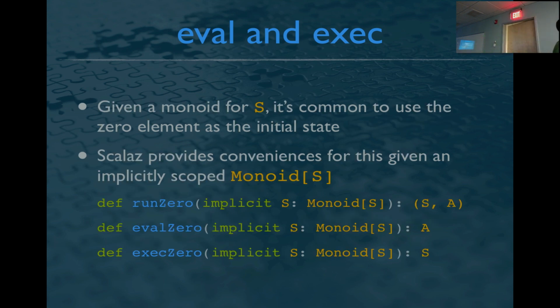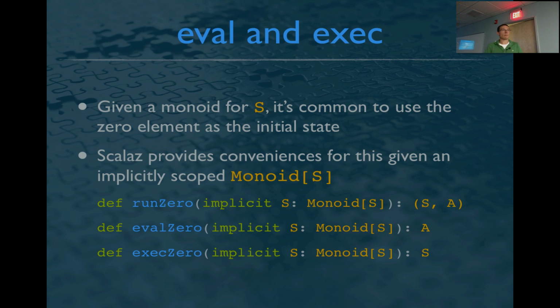Another thing that's common to do is to start a computation with the zero value, the zero element of a monoid. So if my state type happens to be a monoid, I remember what a monoid is, right? Semigroup with zero, and a semigroup has append. And we talked about all those laws in the past. So if my state type is a monoid, maybe what I really want to do is start with the zero value and run the whole thing. So I've got three additional methods, run zero, eval zero, and exec zero, that can do that.